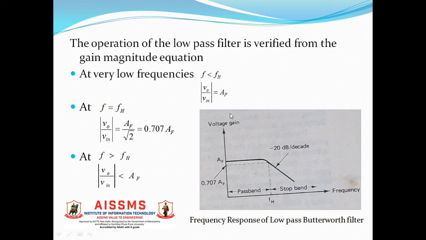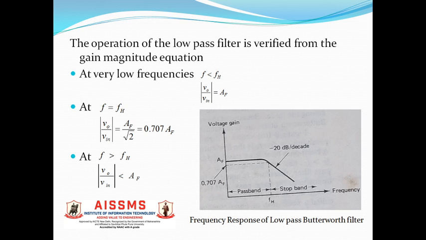Up to FH the gain is almost constant as AF. At FH it is 0.707 AF, and after FH it starts decreasing. So this band is called the pass band, and when F is greater than FH, the gain of the circuit decreases. That is why it is called the stop band, right?